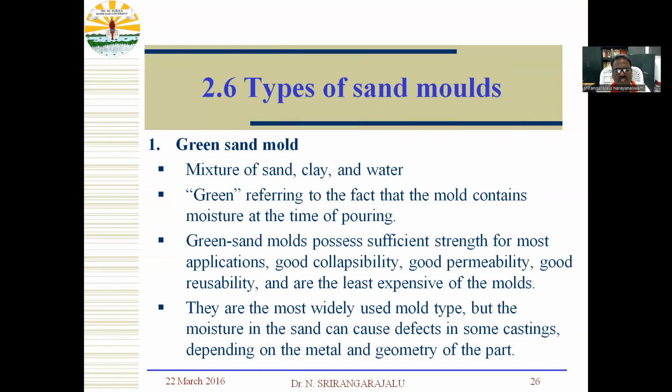Types of sand molds. Green sand mold: a mixture of sand, clay and water. Green refers to the fact that the mold contains moisture at the time of pouring. Green sand molds possess sufficient strength for most applications, good collapsibility, good permeability, good reusability, and are the least expensive molds. They are the most widely used mold type, but the moisture in the sand can cause defects in some castings depending on the metal and geometry of the parts.